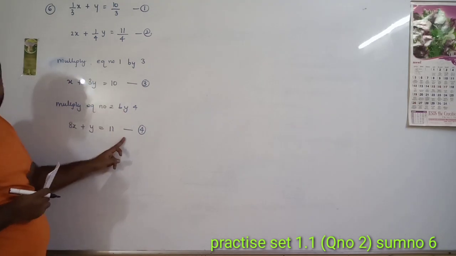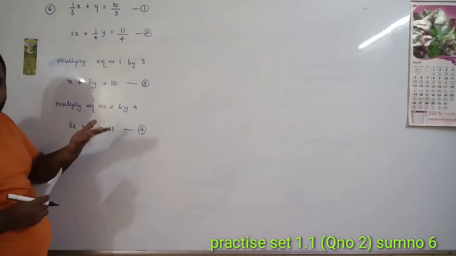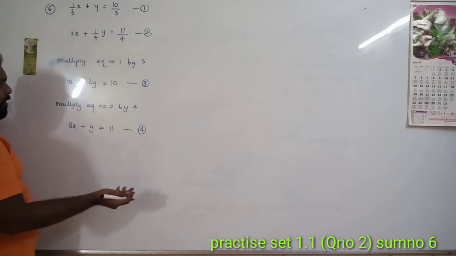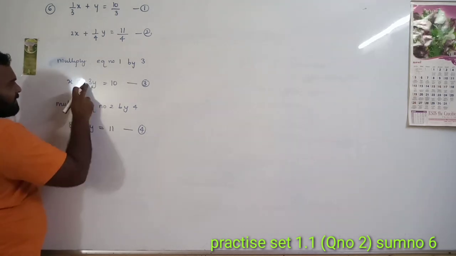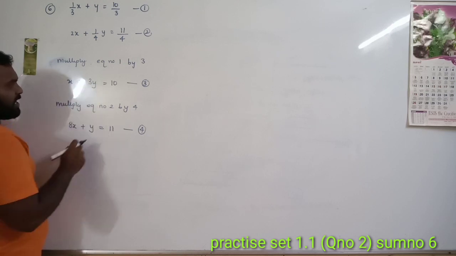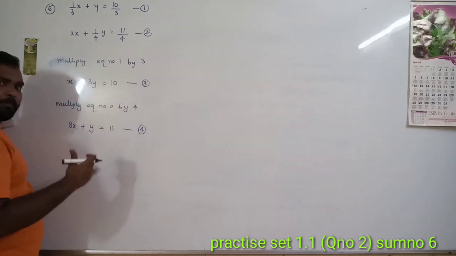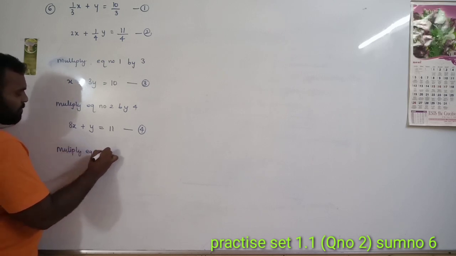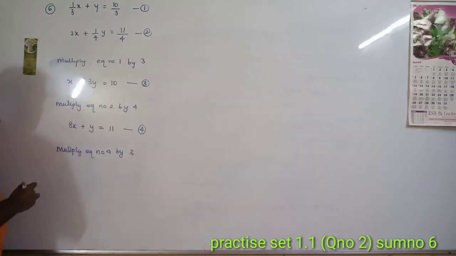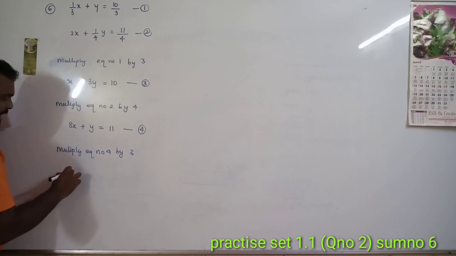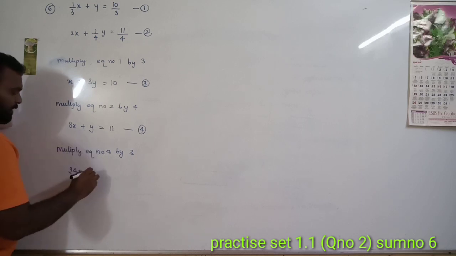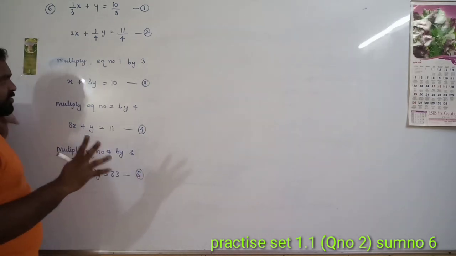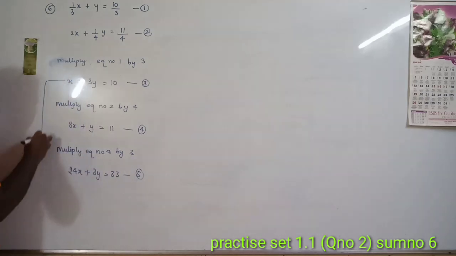So now children, look here. Equation number 3 and equation number 4. None of the coefficients is equal, so I have to make them equal. How do I make it equal? I multiply 4 by 3. If you multiply this by 3 it will become equal, or else you can multiply 3 by 8, it will also work, it's up to you. So I multiply equation number 4 by 3. So what do you have, children? You will have 8 threes are 24, 3y equals 33. This is equation number 5.